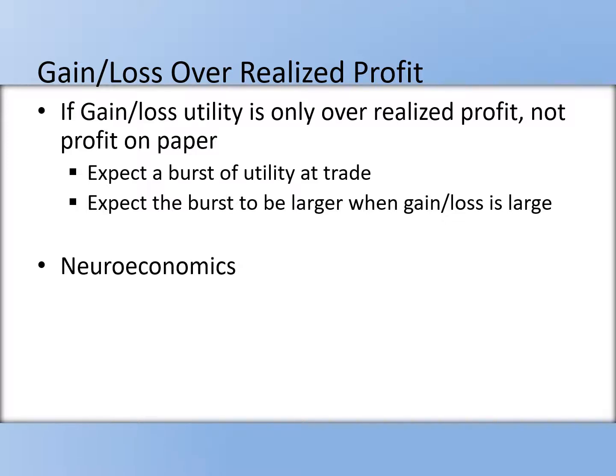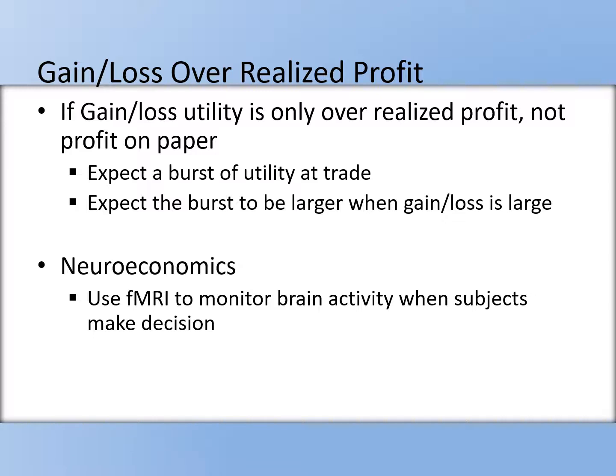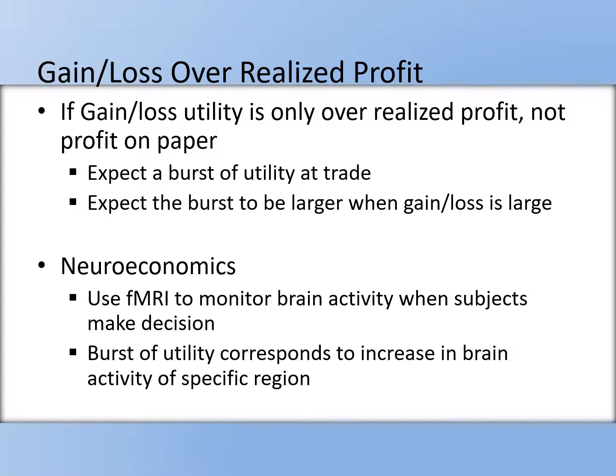neuroimaging. So there's this field called neuroeconomics. It's a very small field because the equipment is very expensive, so it's not easy to do something like this. So what you do in this field is you use an fMRI machine to monitor brain activity when subjects make decisions. And the idea is a burst of utility would correspond to an increase in brain activity in a specific region. Our mathematical model suggests you have additional utility at this moment. Let's take a look whether you have additional brain activity at that moment.